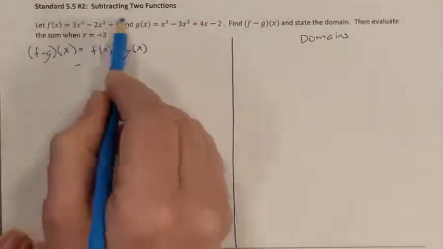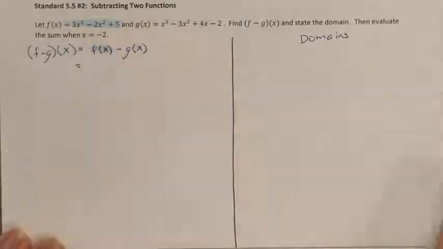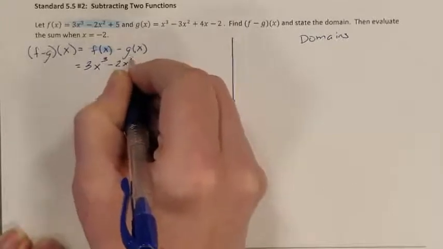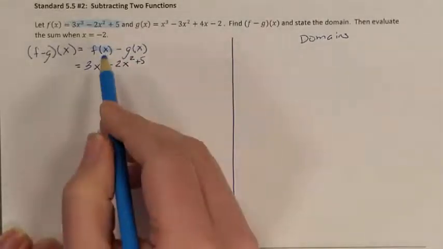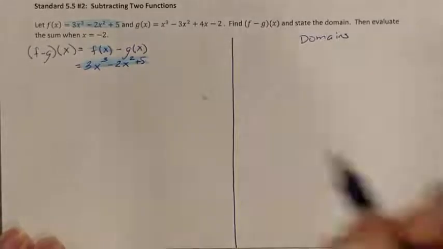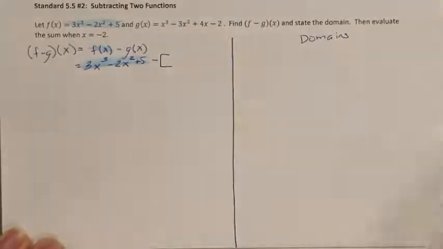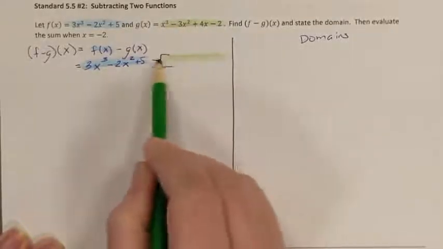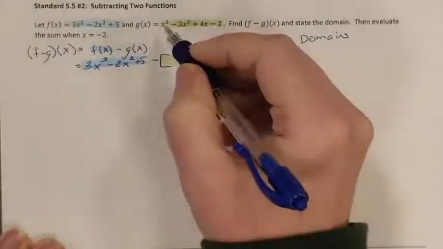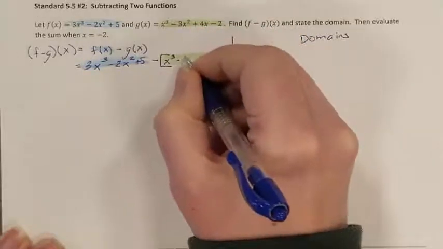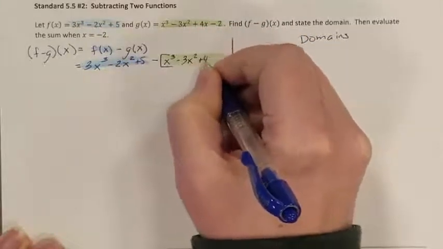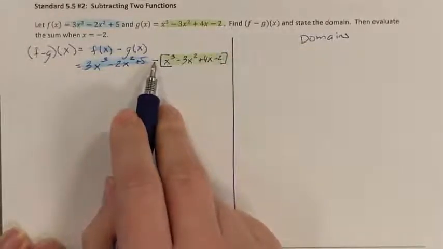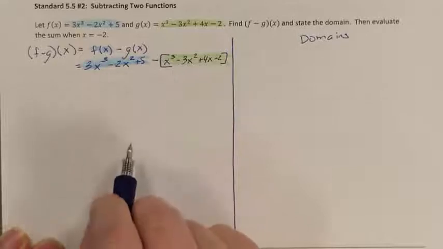So my f of x is right here. So my f of x is 3x to the third minus 2x squared plus 5. This is all of f. And now I'm supposed to subtract all of g. So here is all of g, and that's going to go right here. All of g is x to the third minus 3x squared plus 4x minus 2. Again, the most common mistake: you're forgetting to subtract all of g.